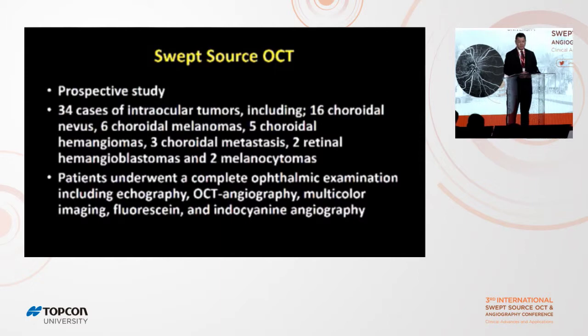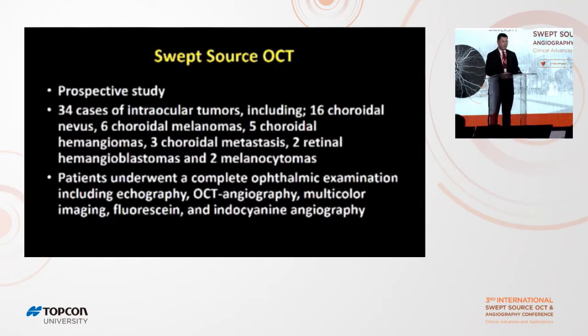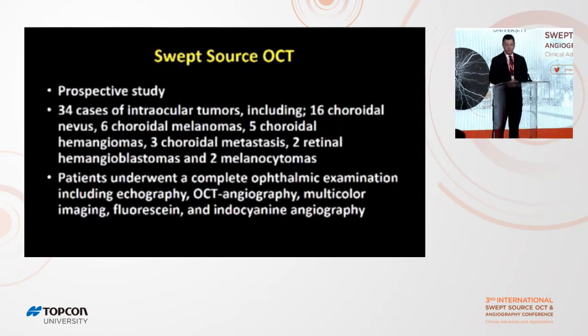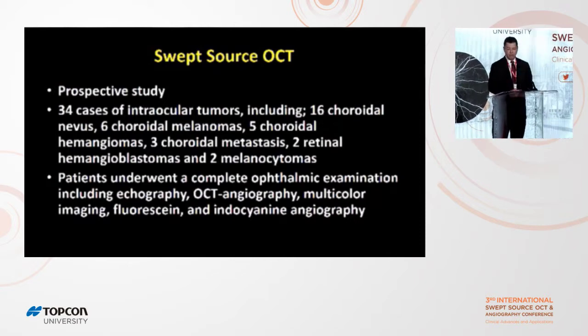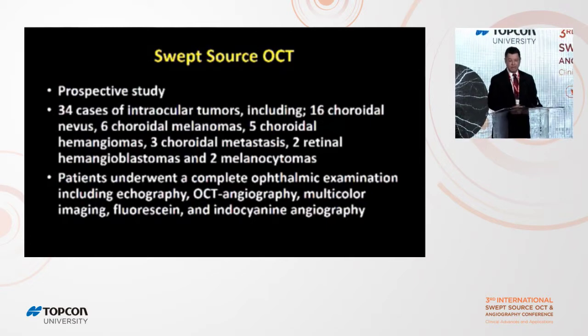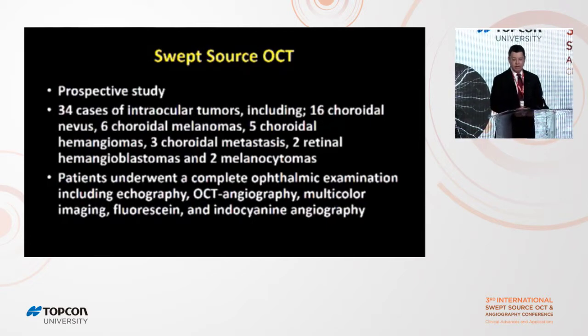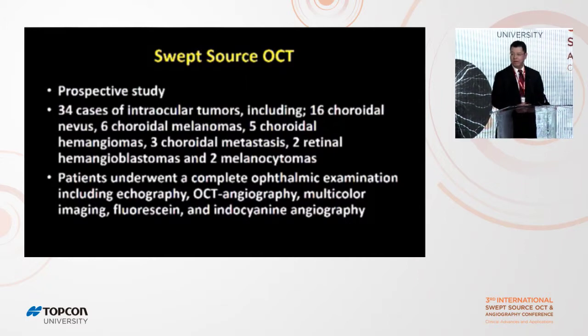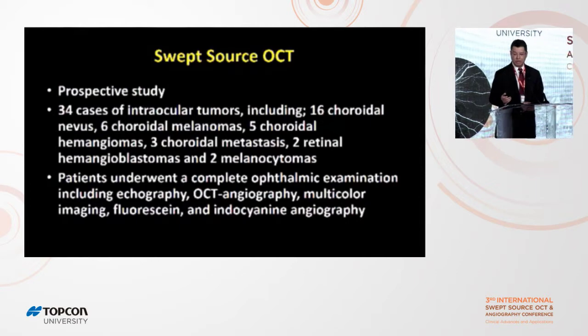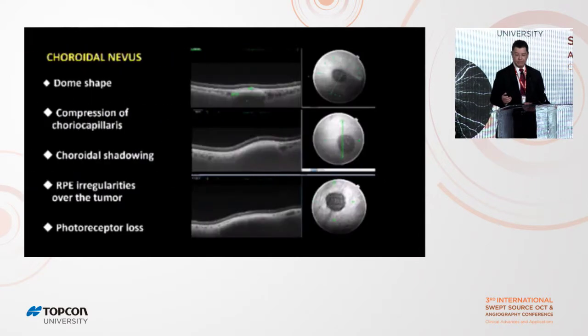So in this prospective study, we evaluated 34 intraocular tumors, a variety of tumors, including choroidal nevi, melanomas, choroidal hemangiomas, choroidal metastases, retinal hemangioblastomas, and melanocytomas. And patients had a complete ophthalmic evaluation. So I'll just show examples of all these tumors. I think this is the best way to see the usefulness of this device.